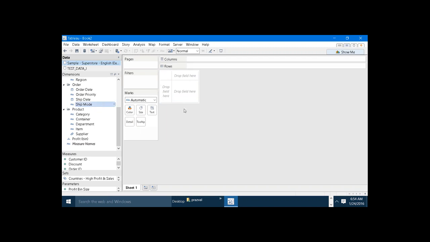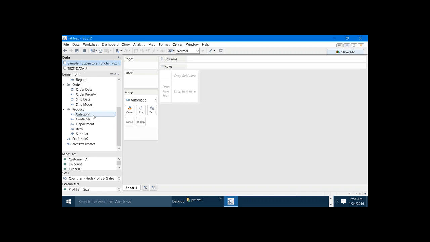Similarly, the ship mode also will change depending on our requirement. If we drag the ship mode, we are able to see the different ship modes like delivery truck, express air, and regular air. So it also will change depending on our requirement. So the ship mode comes under SCD. So next, the next thing is the product category.